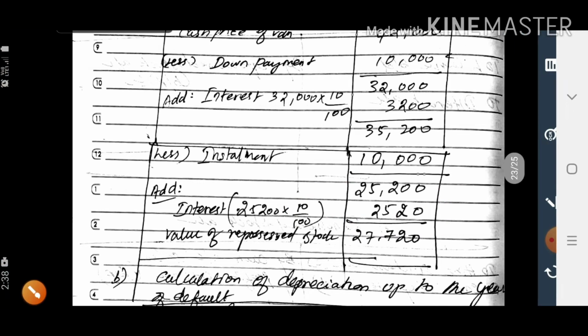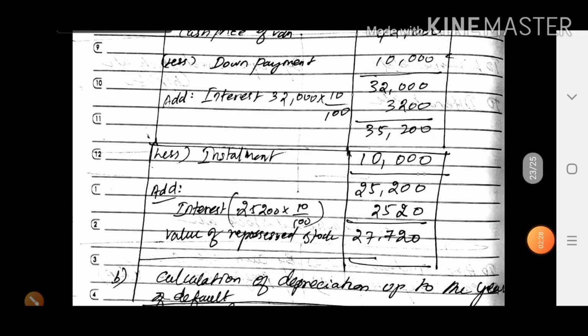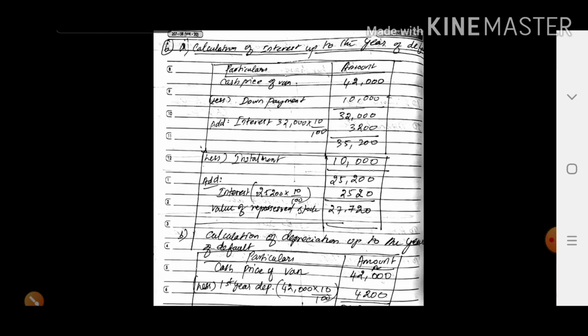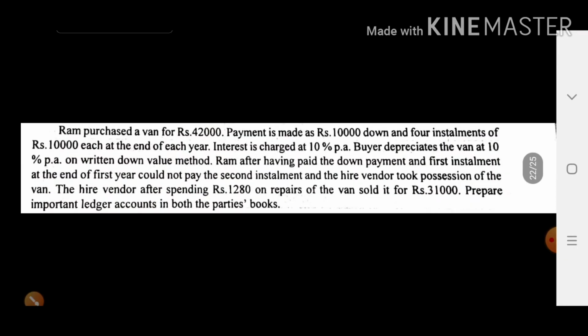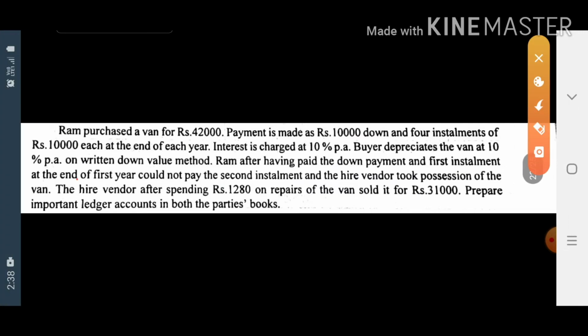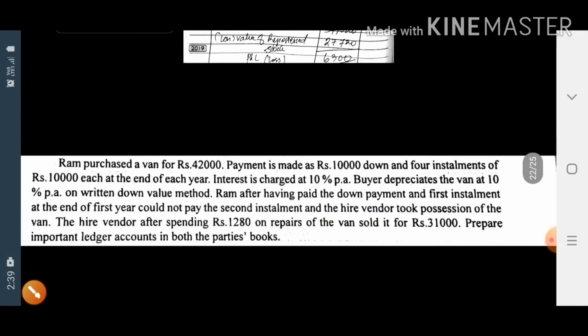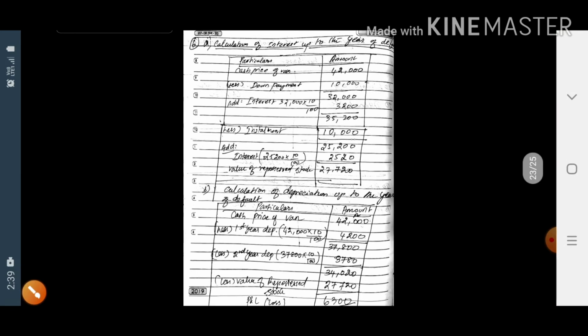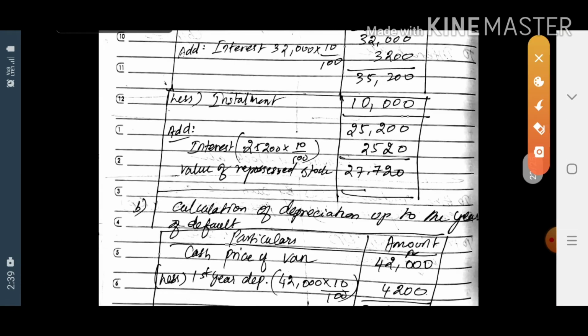Now, in the second year only we are getting a default, as we have seen in the question that after paying the first year, after the end of the first year, you could not pay the second installment. So the installment amount is not paid, but we will calculate the interest for the second year. So we have calculated the interest for the second year. The value of repossessed stock is 27,720.